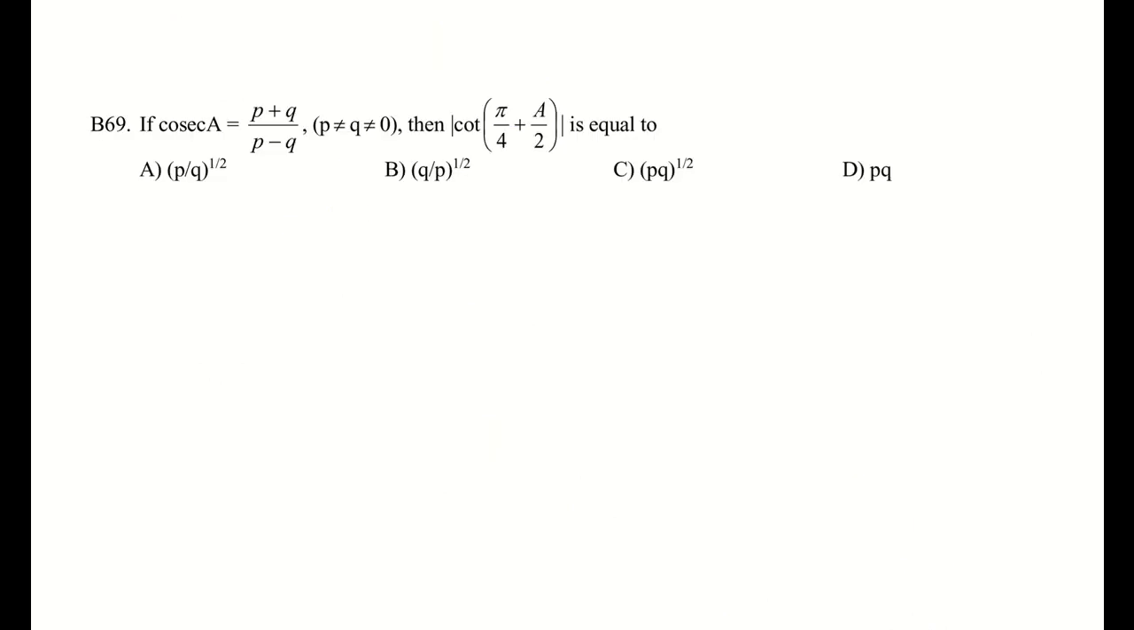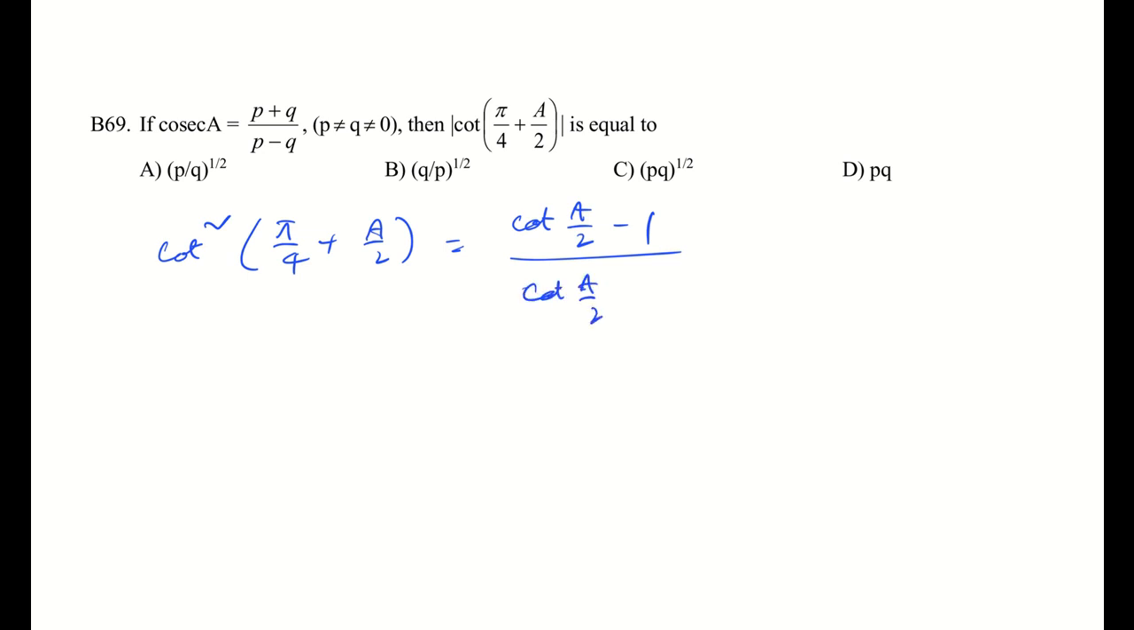Let's go to the next problem. See, usually when we need mod of something, we usually go for the square of it. So let's go for cot square of pi by 4 plus A by 2. Now, applying the cot of A plus B formula, it is cot B cot A minus 1 by cot B plus cot A, whole square.